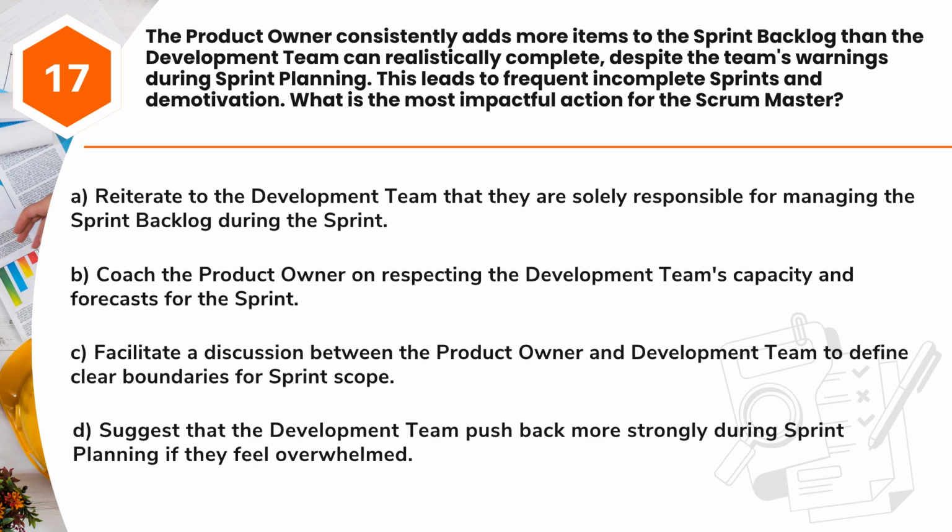A. Reiterate to the development team that they are solely responsible for managing the sprint backlog during the sprint. B. Coach the product owner on respecting the development team's capacity and forecasts for the sprint. C. Facilitate a discussion between the product owner and development team to define clear boundaries for sprint scope. D. Suggest that the development team push back more strongly during sprint planning if they feel overwhelmed.